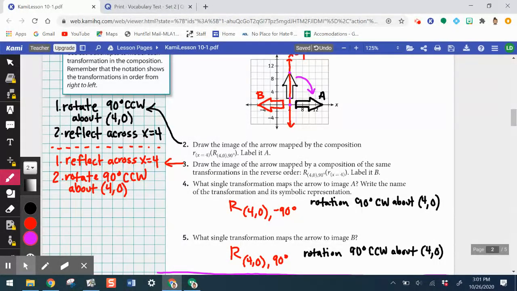So we could have just rotated 90 degrees clockwise to get to A, and then item 5, which single transformation maps the arrow to image B? Well, we could have just simply done a 90 degree counterclockwise rotation about (4, 0), which really is what happened, because when we reflected on B, or item 3, when we reflected across the line x equals 4, that pre-image arrow mapped to itself.